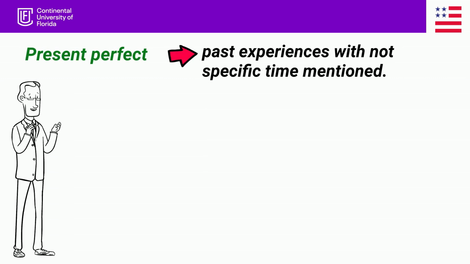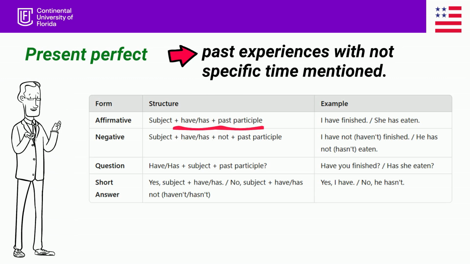To work with the present perfect in affirmative sentences, we use have or has, the auxiliaries, and the verb in past participle form. For negative, we use have or has not, and the verb in past participle form. And for question, the order changes. Have and has go at the beginning, then the subject, and then the verb in past participle form.